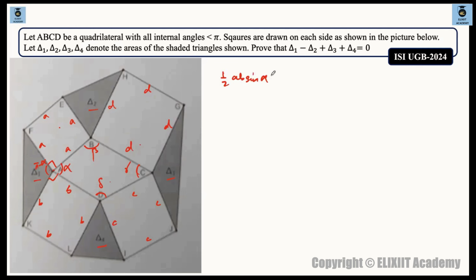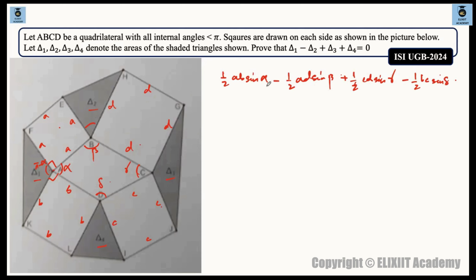Similarly, delta 2 माने यहां से delta 2 is half AD sin beta, with a minus sign. ये बीटा है तो ये भी बीटा होगा. ठीक है. अच्छा, नेक्स्ट सिमिलरली, plus delta 3 माने यहां पे delta 3 is half CD sin gamma, and lastly we have minus half BC sin of delta. ठीक है. So now we focus on this thing.